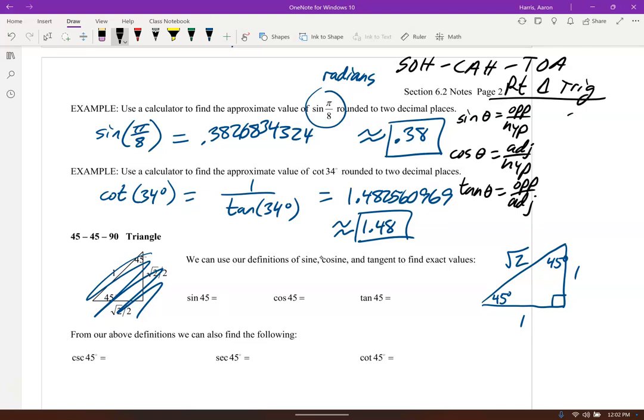And then, of course, cosecant would just flip that. This is for right triangle trig. So hypotenuse over opposite. Secant would flip the cosine around. So hypotenuse over adjacent. Cotangent would flip the tangent around. So adjacent over opposite. You remember that? I actually learned it a different way. I learned it that the sine, let me just, actually I'll just highlight it here.